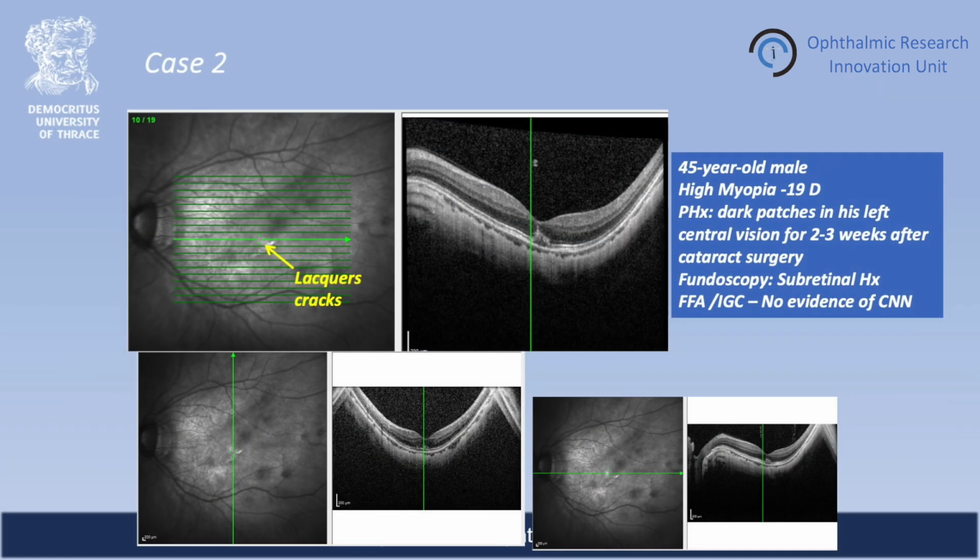Our second case is a 45-year-old male with a high myopia of -19 diopters. The patient had dark patches in his left central vision for 2 to 3 weeks after cataract surgery. Fundoscopy revealed a subretinal hemorrhage, but there was no evidence of an active membrane in the angiogram. In the OCT, you can see hyperreflective material above the macula, but you can also see an intact RPE. This is not a membrane but lacquer cracks due to cataract surgery. Of course, we do not inject, and the small hemorrhage will be absorbed on its own.